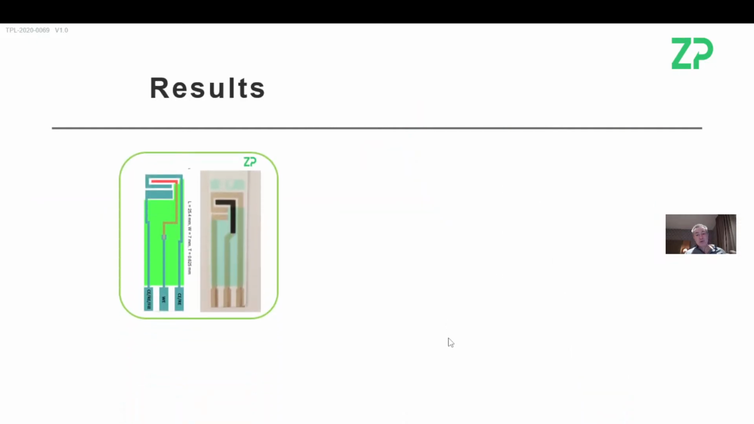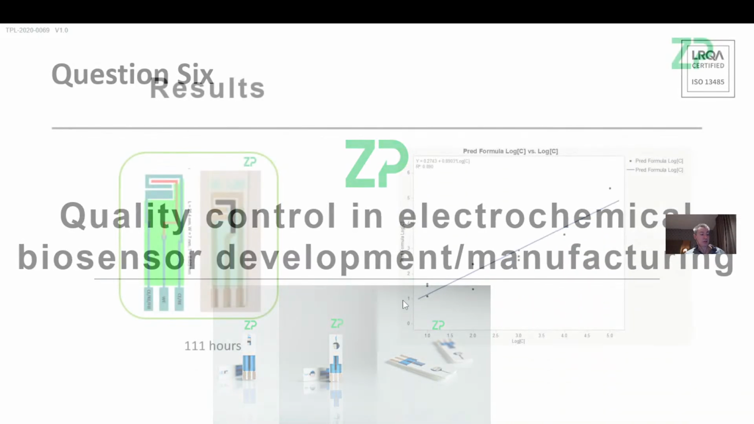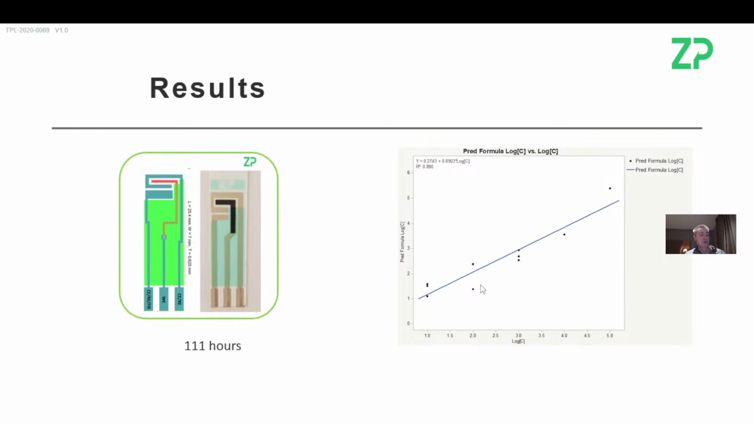I will move on with that. If you're doing this kind of work where you're trying to detect a protein and antibody, now Zimmer Peacock, we do this a lot, so all our scientists are really trained up on this kind of work. I just want to warn you that you're talking about at least 111 hours. So this is us making an antibody sensor.